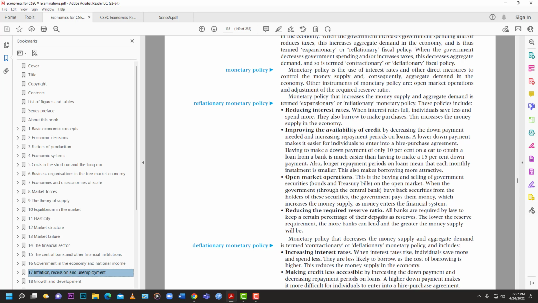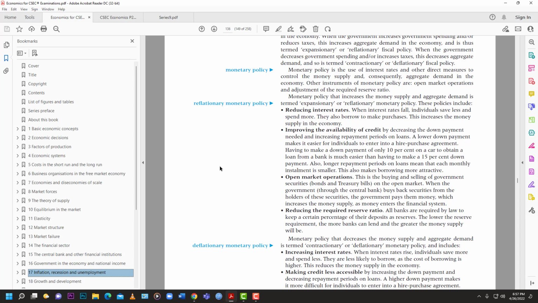So they say here, all banks are required by law to keep a certain percentage of their deposits as reserves. The lower the reserve requirement, the more banks can lend and the greater the money supply will be. So the central bank will say, okay, instead of keeping back 50% of your deposit, just hold back 25%. So now that puts more money out there in the bank for them to loan to people, and that would increase the money supply. So that's reducing the reserve requirement.